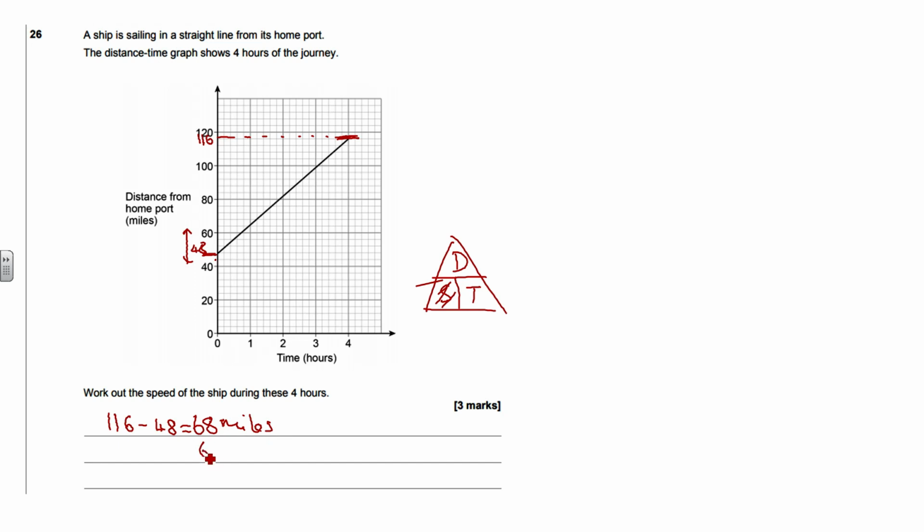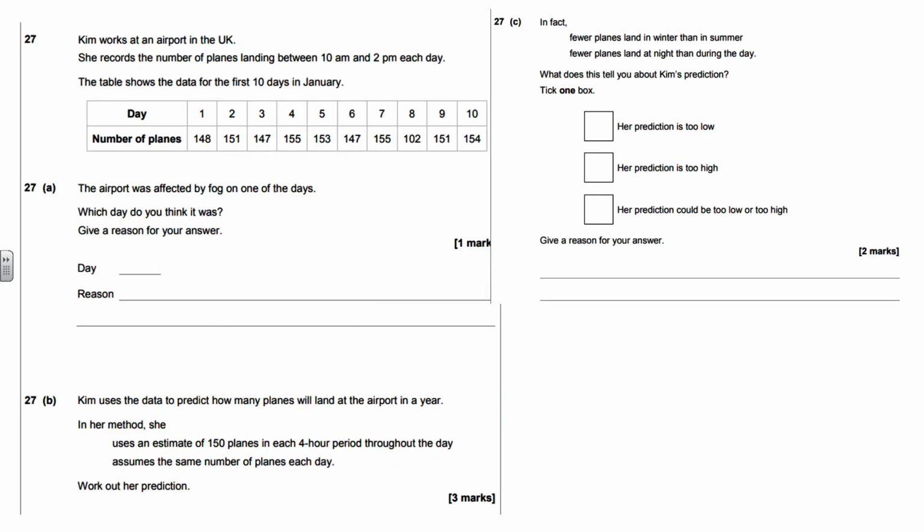in 4 hours. So we do 68 miles divided by 4 hours. Half of 68 is 34, half of 34 is 17. It is going at 17 miles per hour. Distance divided by time. Okay, 27.